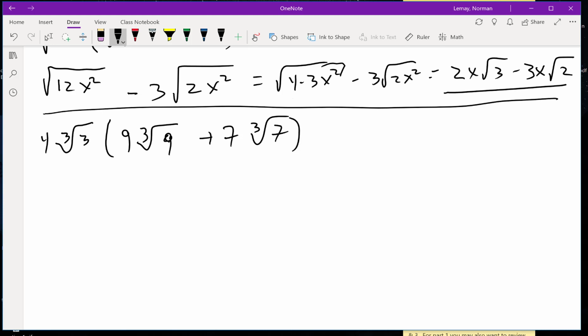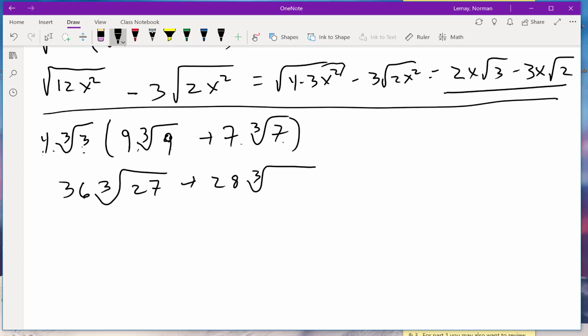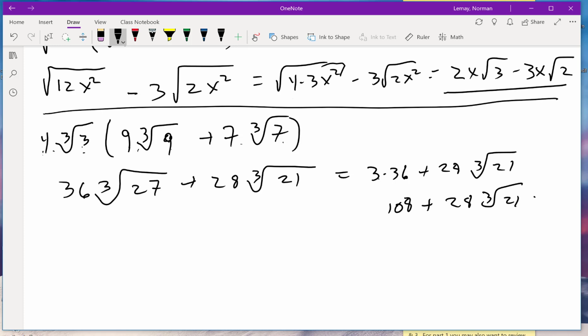So again, we'll go ahead and distribute this. So I get 4 times 9 is 36, so I get the cubed root. And notice that these are the same, so I get 27. Plus 4 times 7 is 28, cubed root, and then 3 times 7 is 21. So notice the 27 can come out, so I get 3 times 36 plus 28, and notice there's nothing to do with the 21, which is only 7 times 3. So here we get 6 times 3 is 18, 108 plus 28 cubed root of 21, and that closes us up.